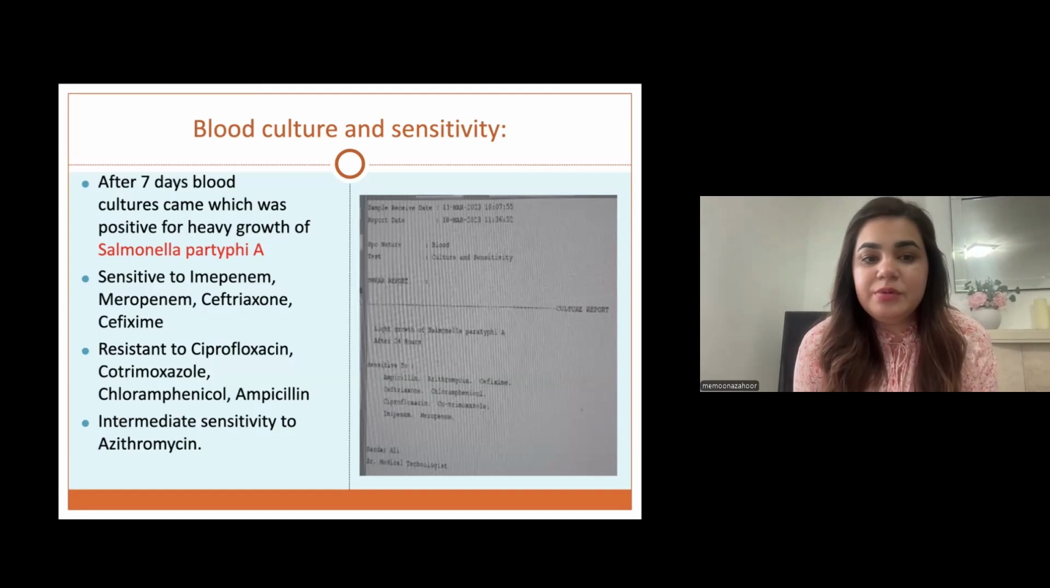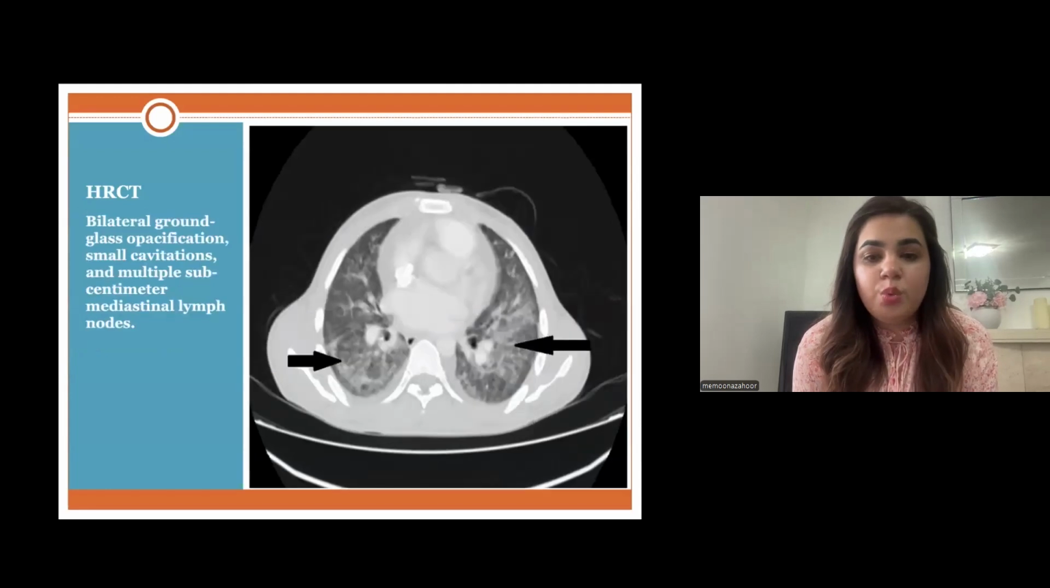So traditionally, Salmonella paratyphi, still in the guideline, is treated with fluoroquinolones and macrolides, and also ceftriaxone. But we were getting a high input of patients who were resistant to all those and sensitive to imipenem, meropenem, and ceftriaxone. But the story doesn't end here. The interesting part was what we found.